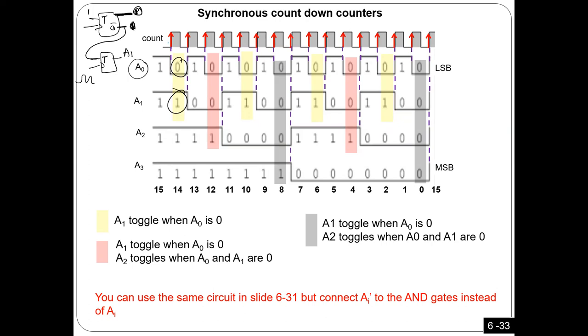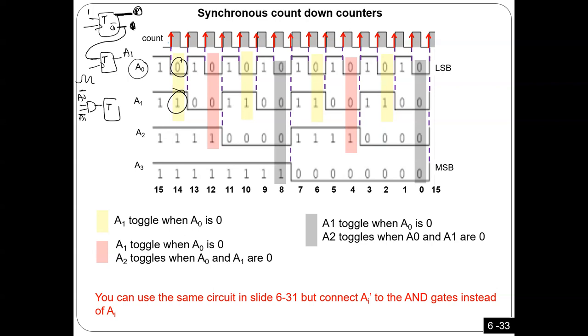For example, here. This one has to toggle when the previous ones are 0 and 0. That means when the previous ones are 0 and 0, this one has to toggle, okay? So all I'm going to do here, this is a T flip-flop, I'm going to connect here A0 prime and A1 prime, so that when A0 is zero and A1 is zero, the prime is going to make it one, so I'm going to get one here. You get what I'm saying?